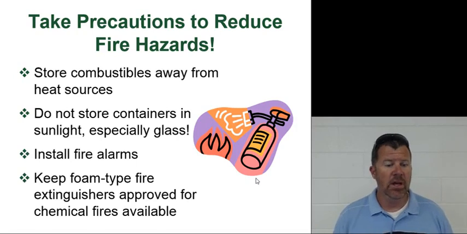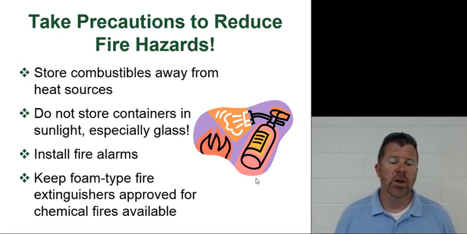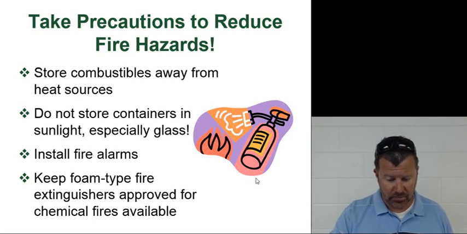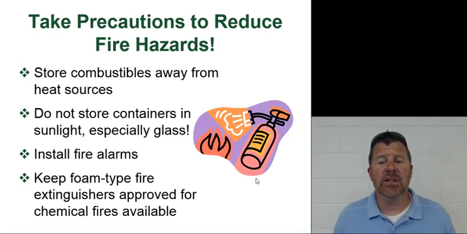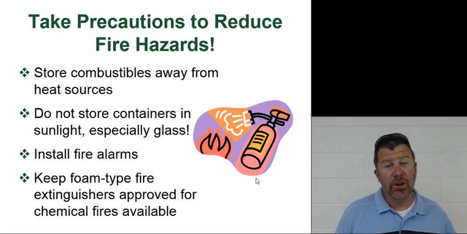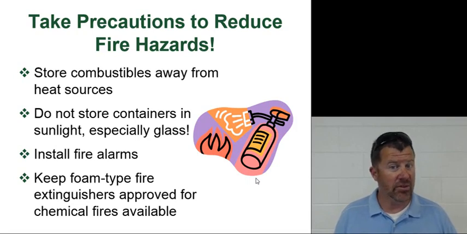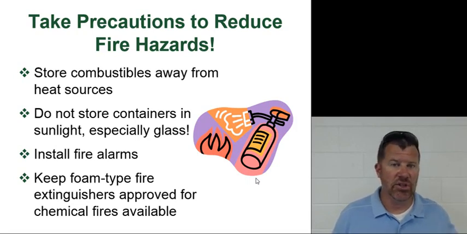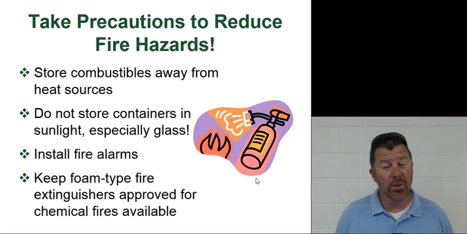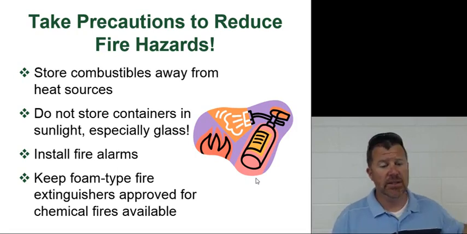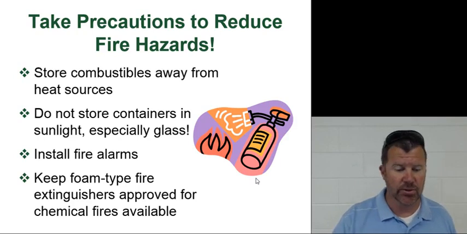Install fire alarms, and then keep foam-type fire extinguishers approved for chemical fires available. There are even companies, guys, that'll offer you the fire extinguishers. You definitely need one for your pesticide container storage. You may have a shop where you work on your mowers or other equipment, and then you probably have an office. You can rent these or pay a leasing fee. They'll come out, check them, and install them. You don't have to buy one, but they'll come by and test them and make sure they're good. And then you can tell them, hey, I'm keeping pesticides in here, I need a foam-type fire extinguisher.